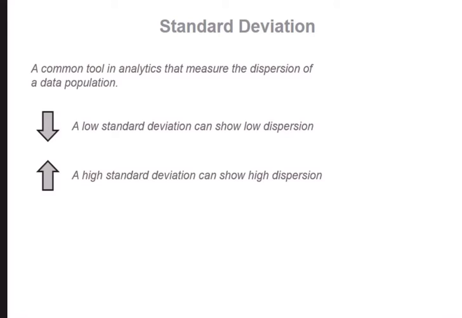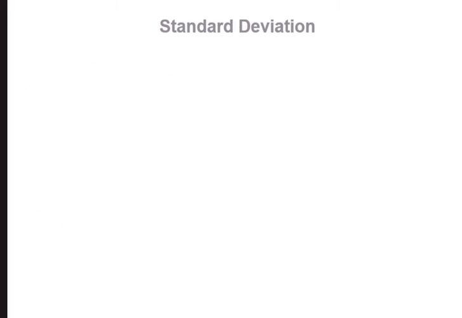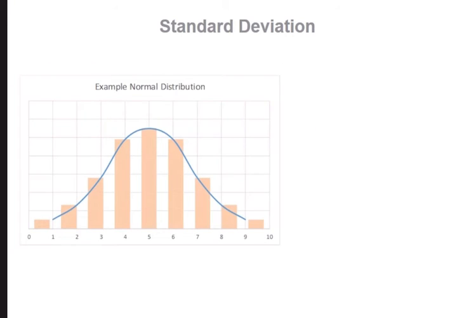The standard deviation is usually designated by the Greek letter sigma, and the mean is usually represented by the Greek letter mu. So what does dispersion mean? What is the standard deviation showing us? This is the magic of the standard deviation. If we look back at our example normal distribution, the standard deviation will show us how dispersed the data are.